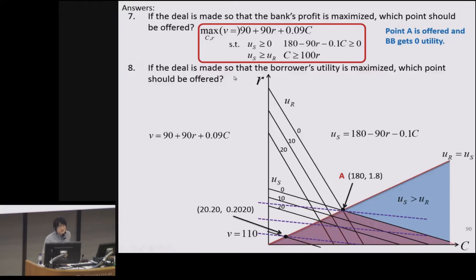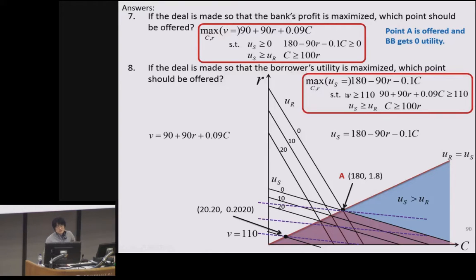What if the deal is made so that the borrower's utility is maximized? If there are many banks and relatively few borrowers, then the banking industry is so competitive that the bank has to try to maximize the customer's utility. Otherwise, the Brown Bakery would go to some other bank. Let's assume that the banking industry is so competitive that the bank has to maximize Brown Bakery's utility.